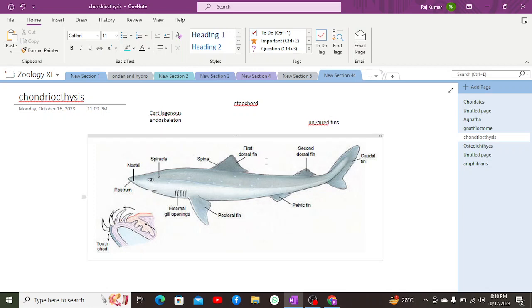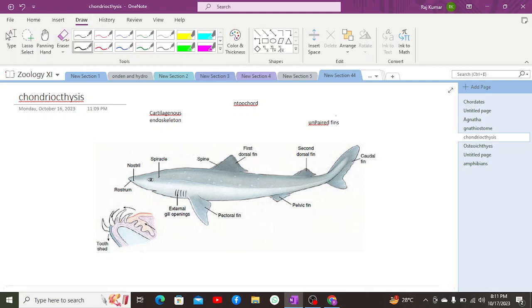So the fins include a pectoral fin, the front one, a pelvic fin, the backward one, and a dorsal fin, where the first dorsal fin is larger in size and the second dorsal fin is smaller in size, and the caudal fin, which is heterocercal. This means the caudal fin is not the same on both sides. Suppose it were symmetrical, then the symmetry would be in this manner, but in this case it is not symmetrical. It has a heterocercal shape.